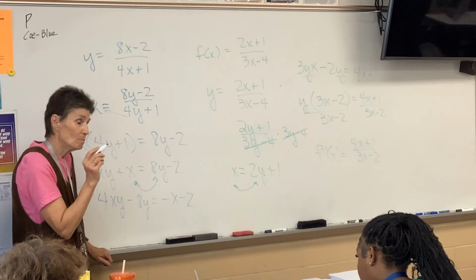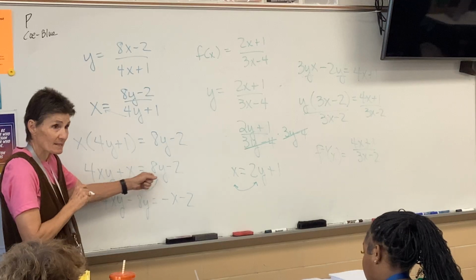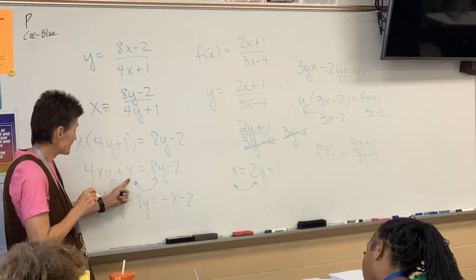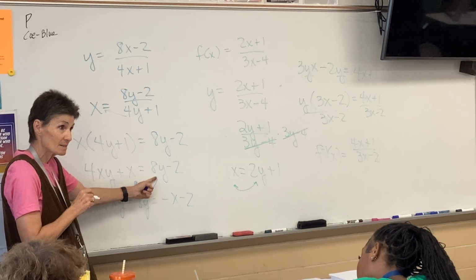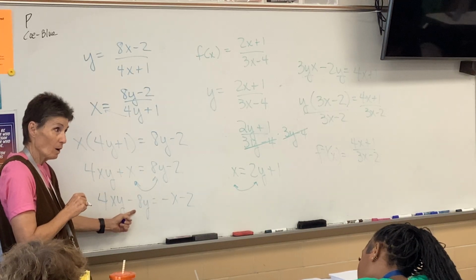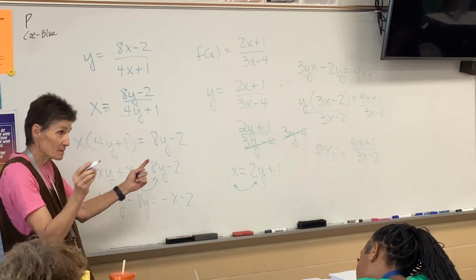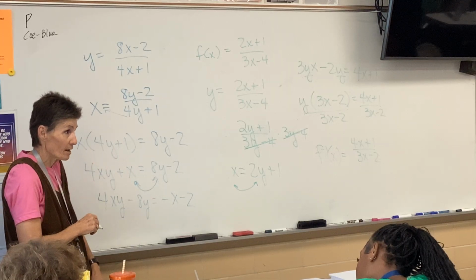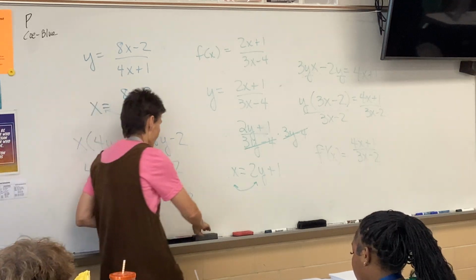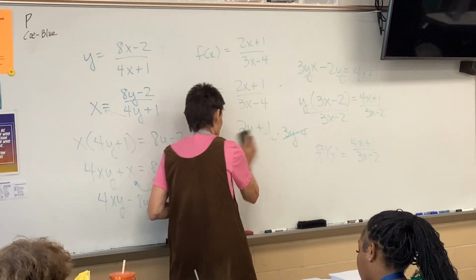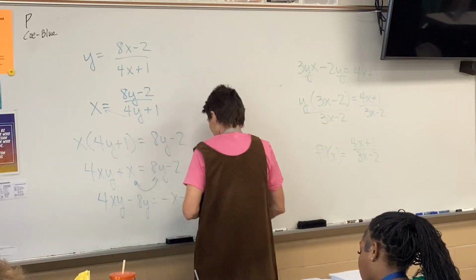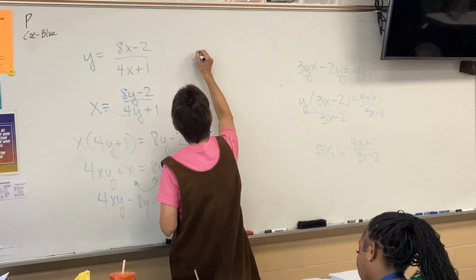Remember, when you move it from side to side, you change its sign. So when I moved this guy, he became a negative x. And when I moved this guy, he became a negative 8y. When you move them from side to side, they change sign. Good, now what? Take out my y, factor out my y. So I'm gonna take out a y.